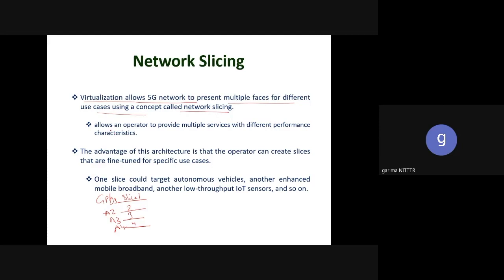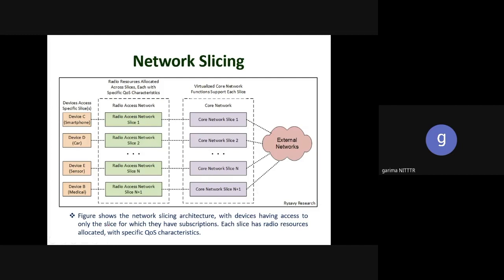So it means it allows an operator to provide multiple services with different performance characteristics. And the advantage of this architecture is that the operator can create slices which are fine-tuned for specific use cases. One slice could target autonomous vehicles, another could target eMBB, another could target low throughput IoT sensors, and so on. So if you see in this diagram, we have an external network, we have devices with specific slices, we have the radio access network, and we have the core network.